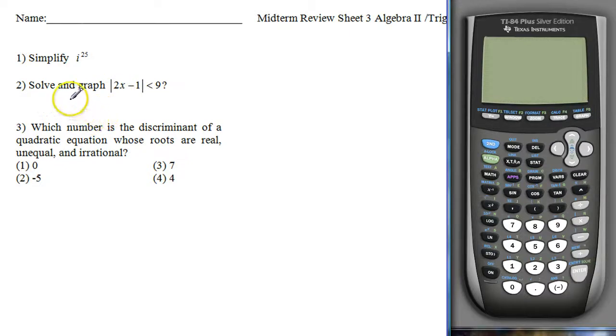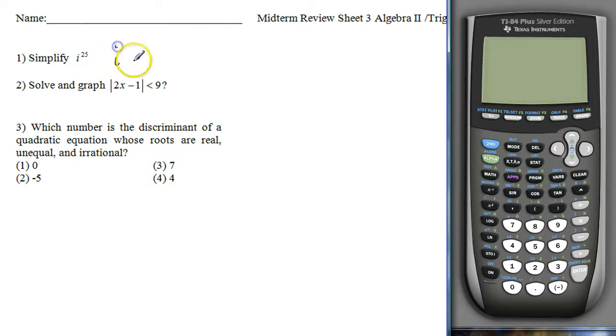Hey, here we go. This is review sheet 3 for the midterm. First thing is I'm going to give you the answers, so this way you can check your work, and then whatever spot you have trouble with, you're going to fast forward and just watch those parts. So here we go. First question, number 1.